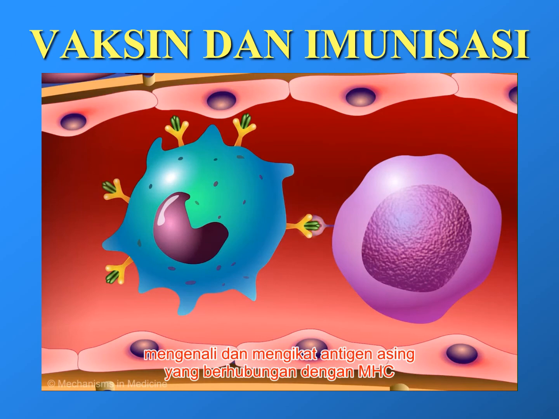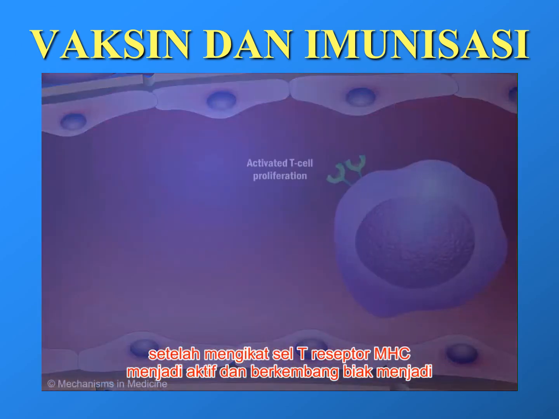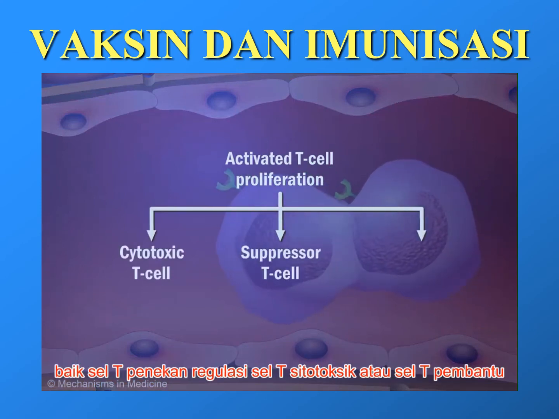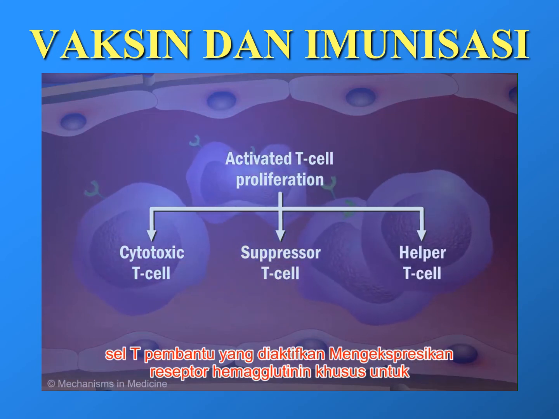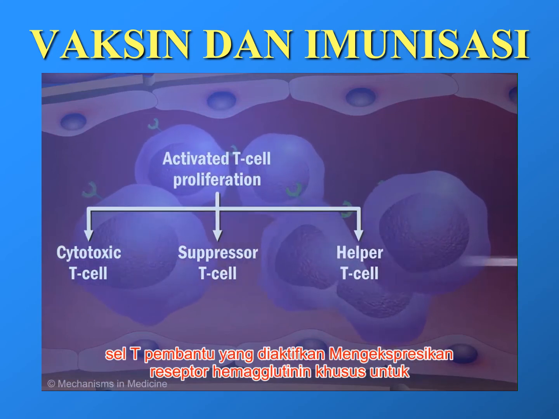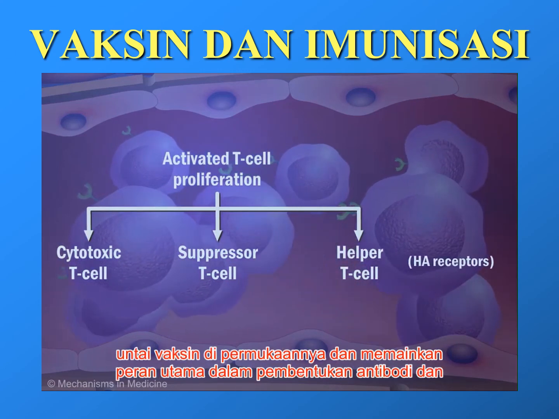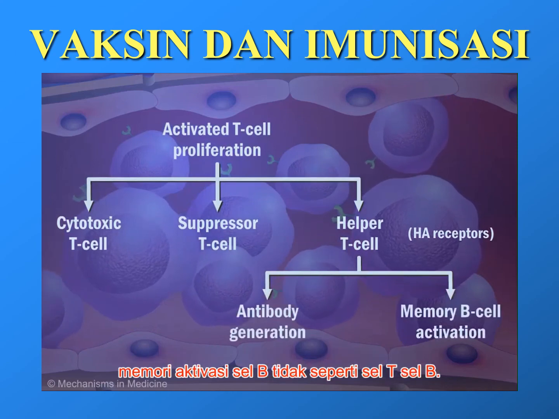Upon binding to the MHC receptor, T cells become activated and proliferate into either cytotoxic T cells, regulatory suppressor T cells, or helper T cells. Activated helper T cells express hemagglutinin receptors specific to the vaccine strain on their surface and play a major role in antibody generation and memory B cell activation.